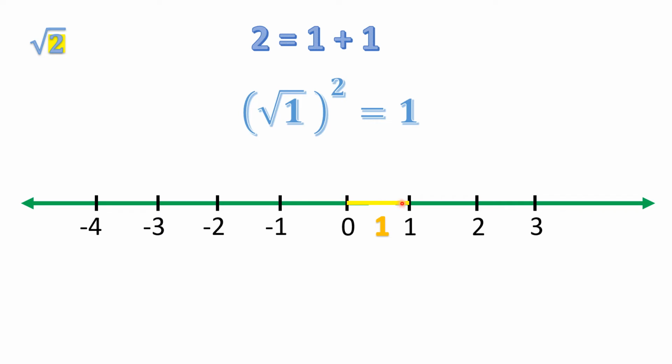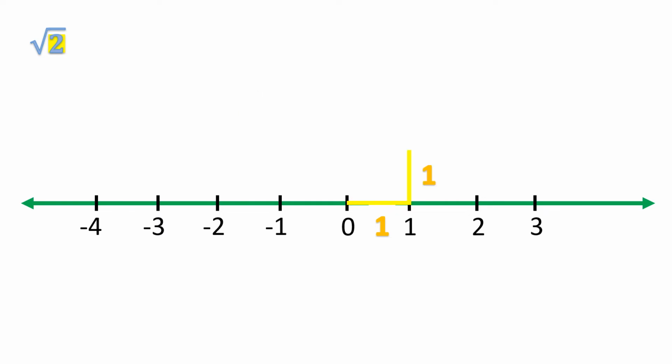So what do you see here? We have 1. We draw a 1 unit line on the number line starting from 0, okay? Another line of 1 unit is drawn from 1. So what did we do here? First we drew a 1 unit line from 0, and then at the point where that line stops, we drew another 1 unit line perpendicular to that line. Perpendicular means at a 90-degree angle, right?